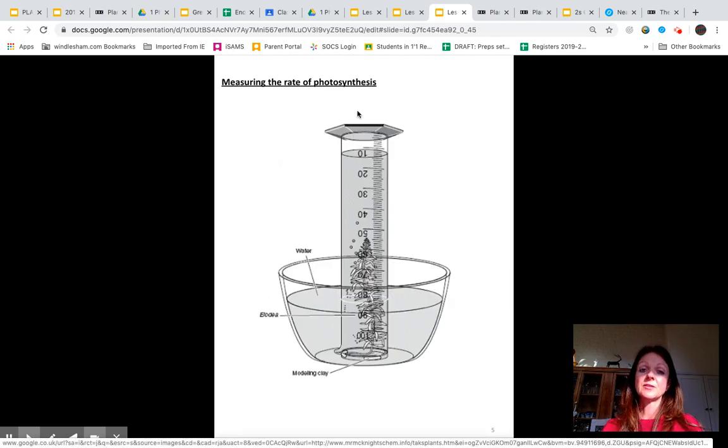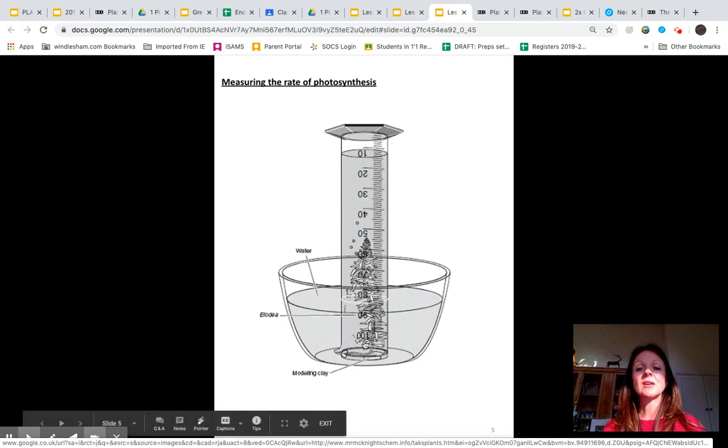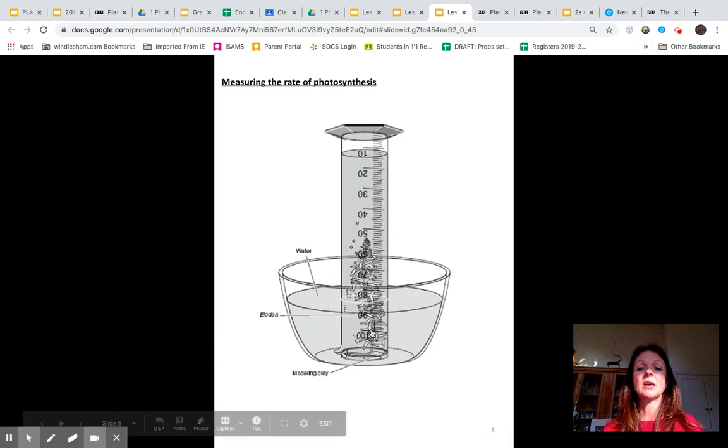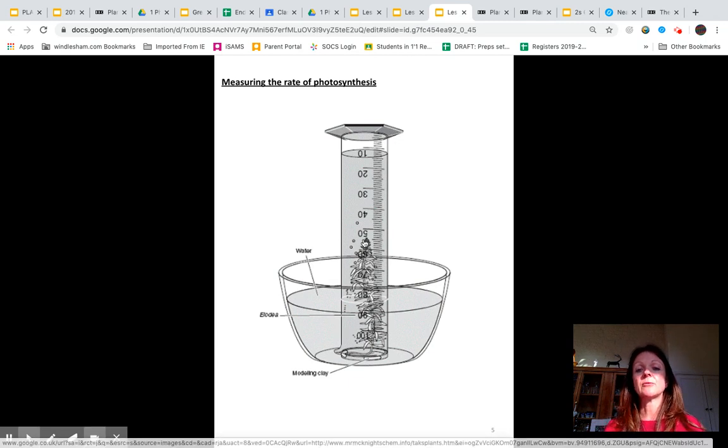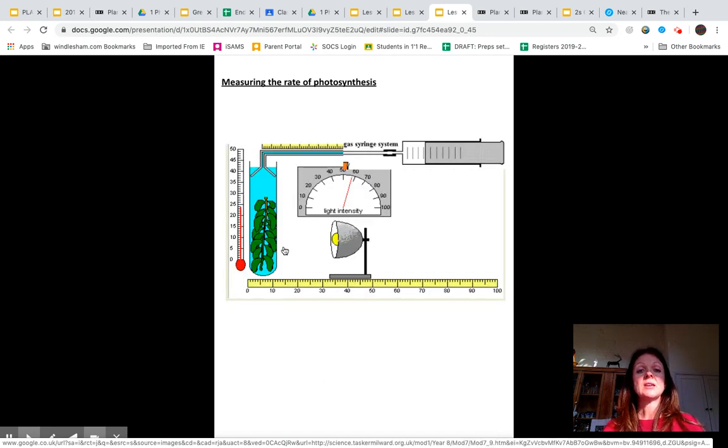This is just another step more complex, in that this time you are doing exactly the same thing. They haven't shown the light here, but you are measuring the rate of photosynthesis. This time you are actually measuring the volume of oxygen produced per, say, 5 minutes. And so you can actually get a measurement here, making it even more accurate. And this one here is probably the most accurate way of doing it.